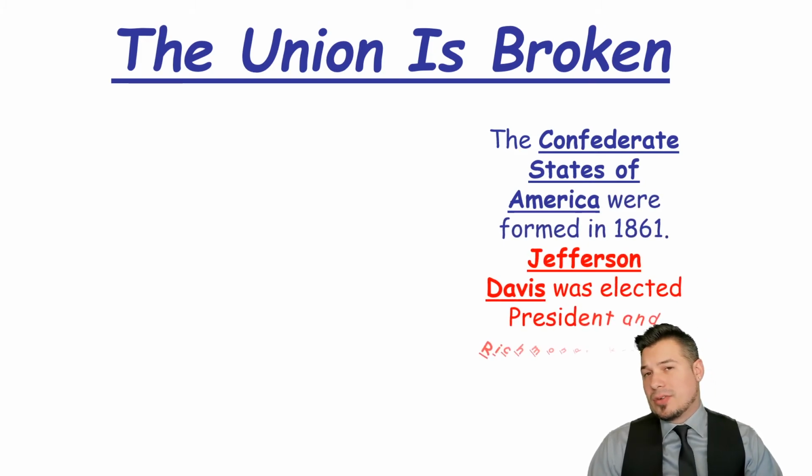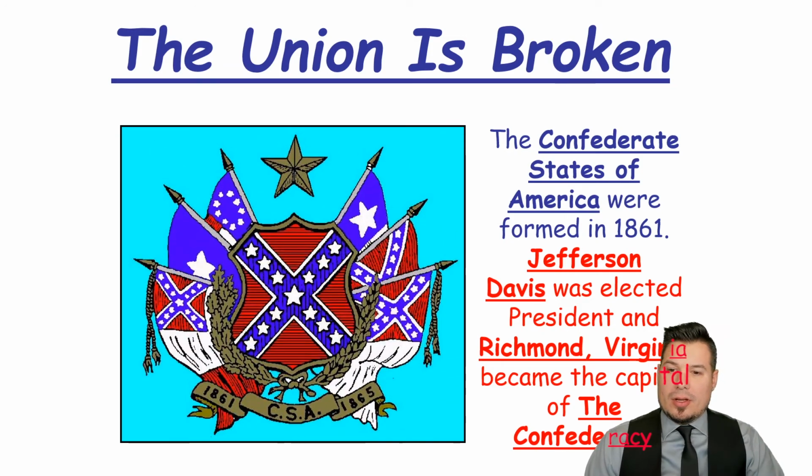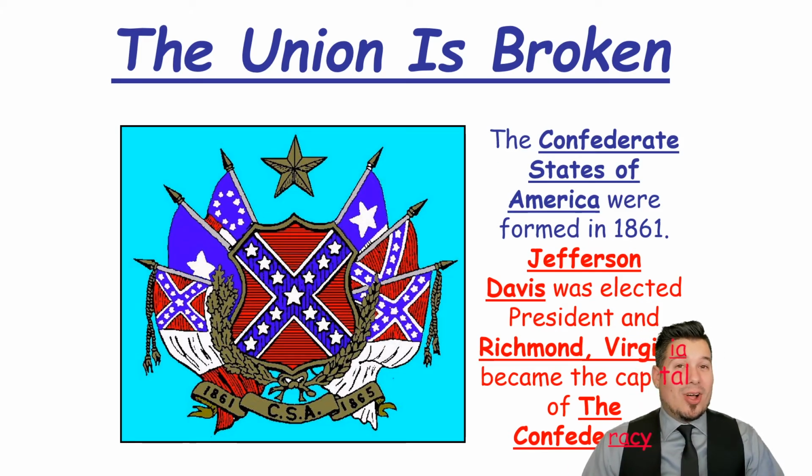You'll see it on the belt buckles of the soldiers during the Civil War. Jefferson Davis was elected as president. Richmond, Virginia, is selected as the capital of the Confederacy. And here we have a nation, a union broken, and a new nation formed. Now, it's interesting because, of course, Lincoln's never going to actually view the South as its own nation. He actually views it as our lost brethren that we need to bring back. But unfortunately, they were recognized as a legit nation.